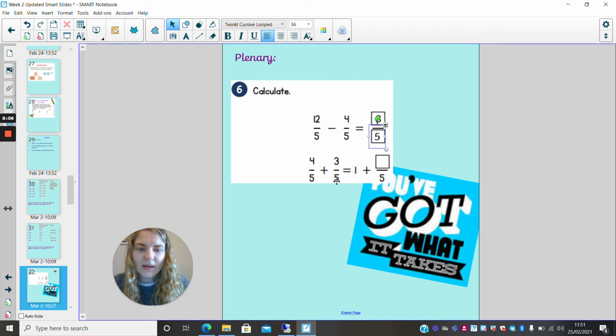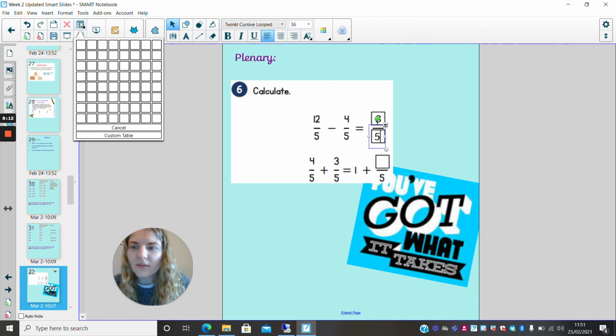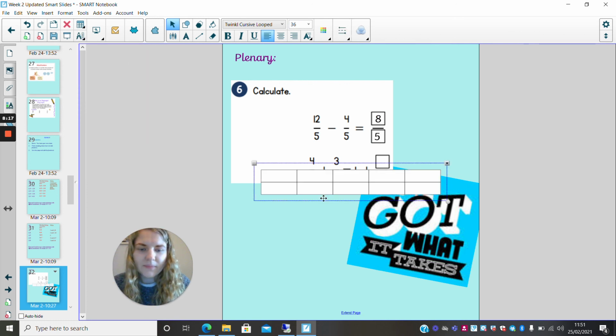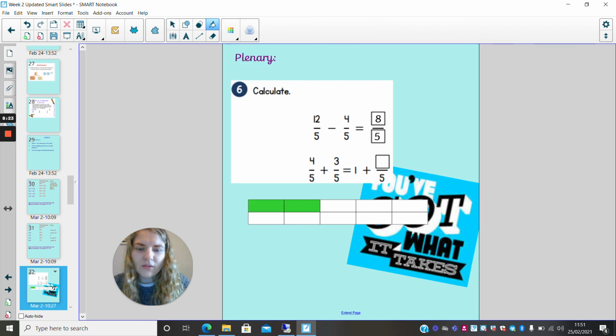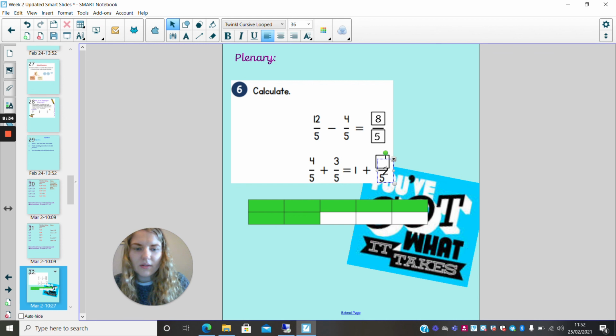What is that going to be? It's going to be, oh, let's draw a bar model. We love bar models, don't we, guys? Okay, so we've got 4 fifths. Let's colour it in. 1, 2, 3, 4. Add on 3 more. 1, 2, 3. So we've got 1 whole and how many fifths? 2 fifths. Good job.